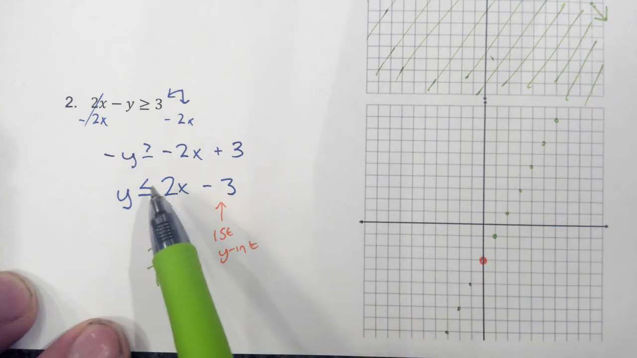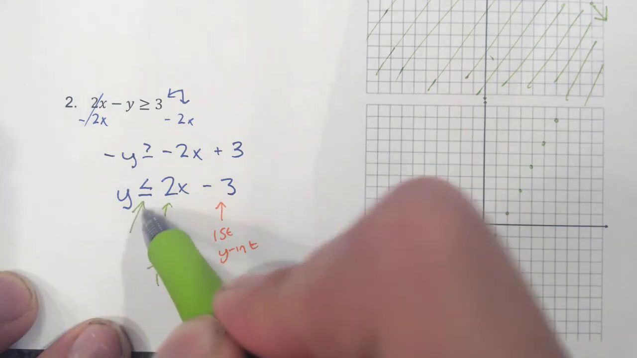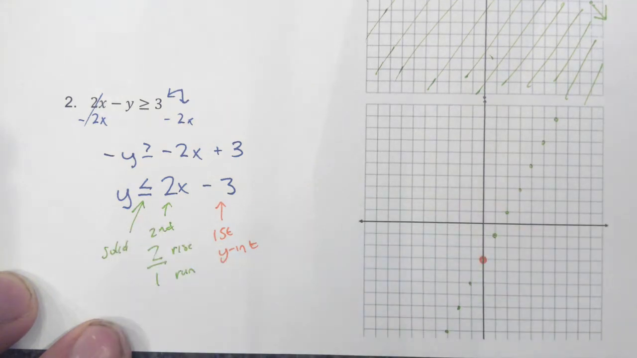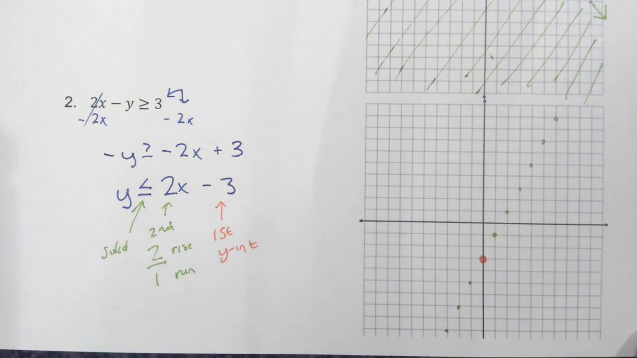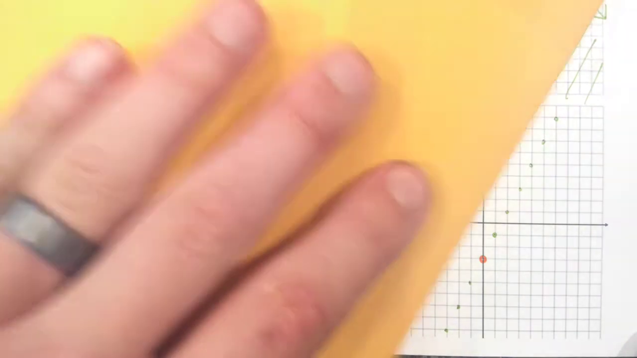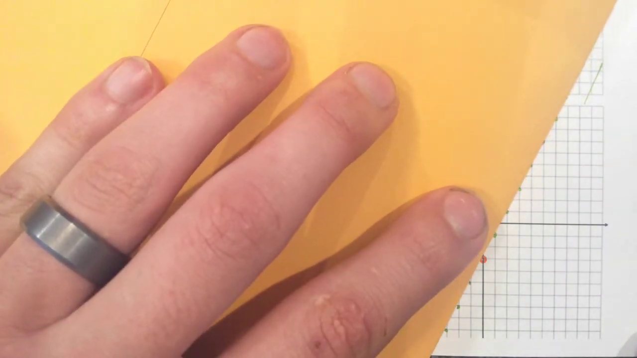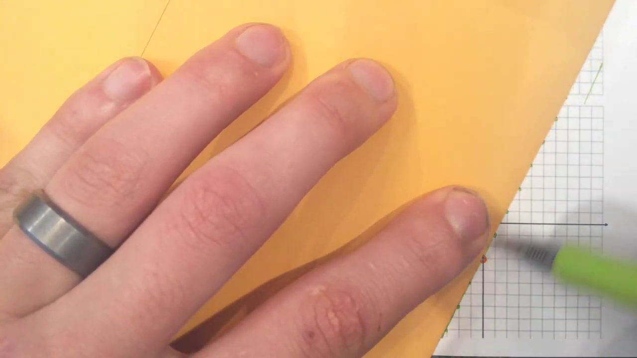Okay, now we look at our symbol. This is a solid line, right? Solid. So get out your straight edge and make it a solid line. So that's just a normal line like we've normally drawn.